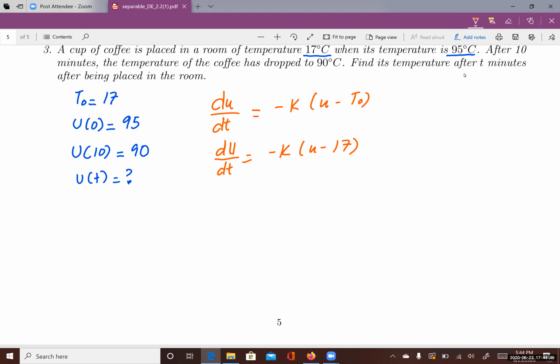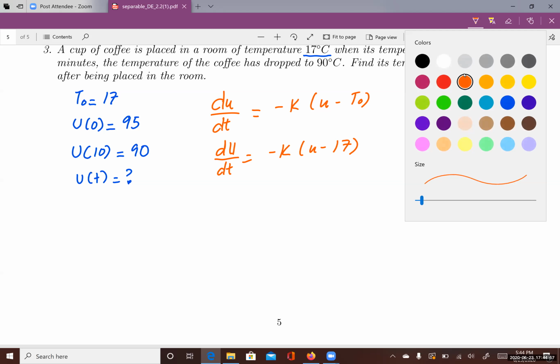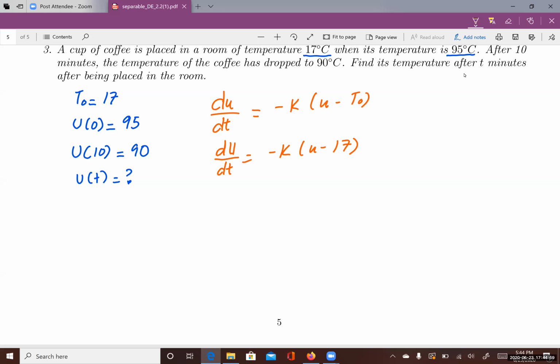What is k? Once we find k, then we can solve this differential equation. Again, this is a separable differential equation, so we can use that method to solve it. So again, du over u minus 17 equals negative k dt.